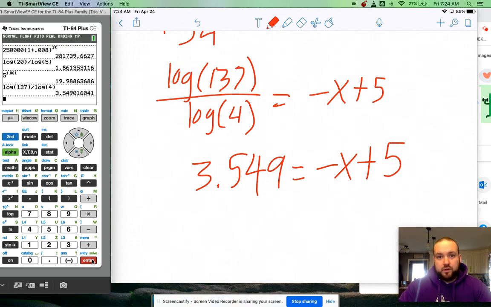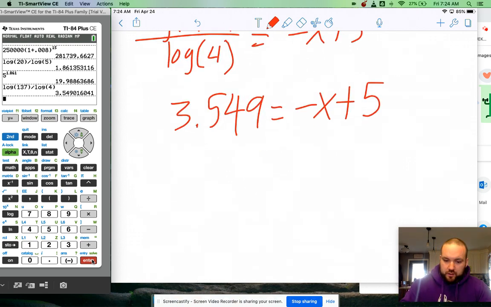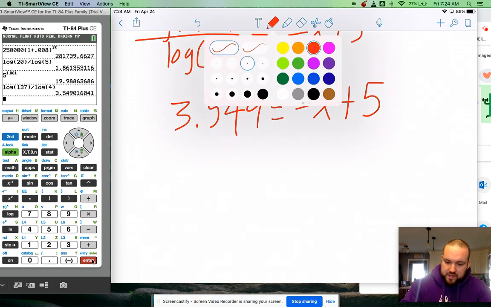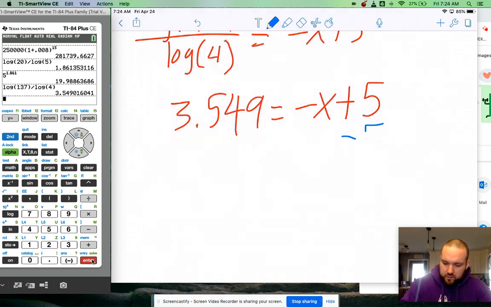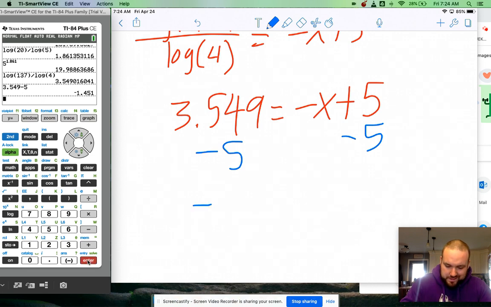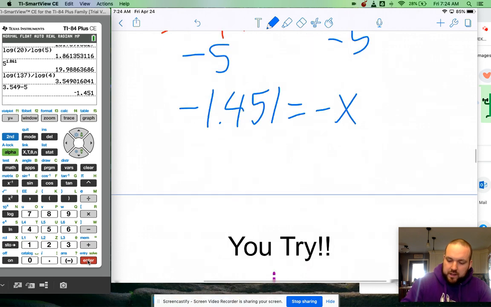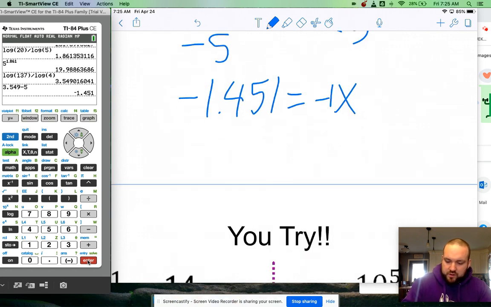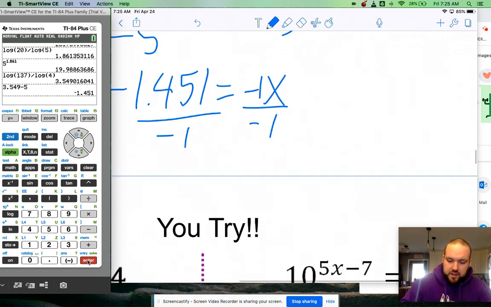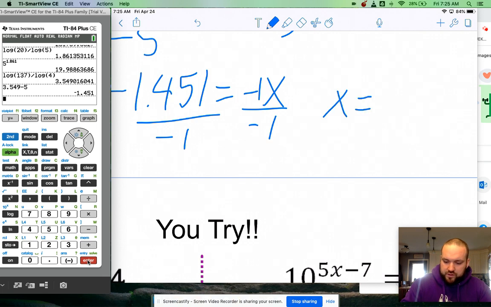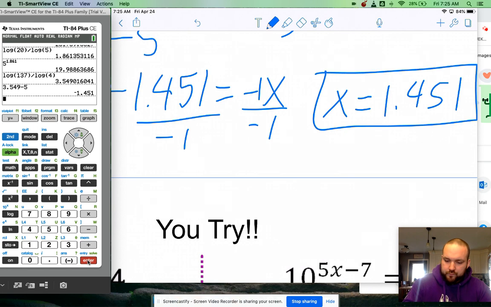There's no longer logs or exponents. Now it's just how do you get x by itself? Well, I want to subtract 5 from both sides. And so that's going to give me 3.549 minus 5 is negative 1.451. This is negative 1x, so I'm going to divide by negative 1 on both sides. Dividing by negative 1, of course, just changes a negative number to a positive, so we get positive 1.451.